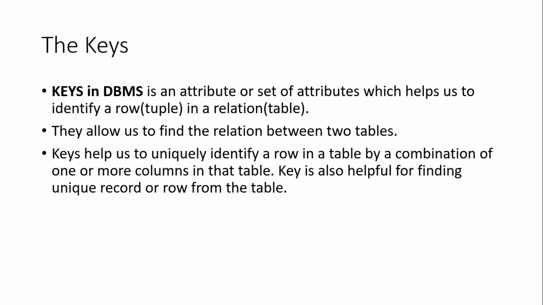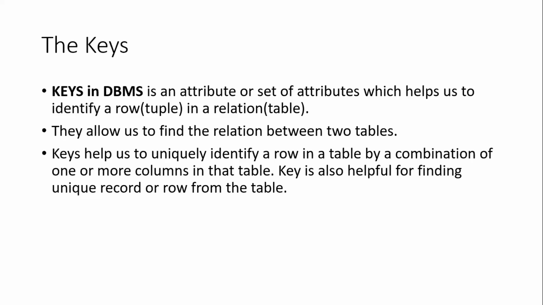What are the uses of the keys? They allow us to find the relation between two tables. For example, primary key and foreign key establish the relation between the two tables. Next, keys help us to uniquely identify a row in a table by a combination of one or more columns in that table. I have already said, it can be a single attribute or a set of attributes. A key is also helpful for finding a unique record or row in a table.